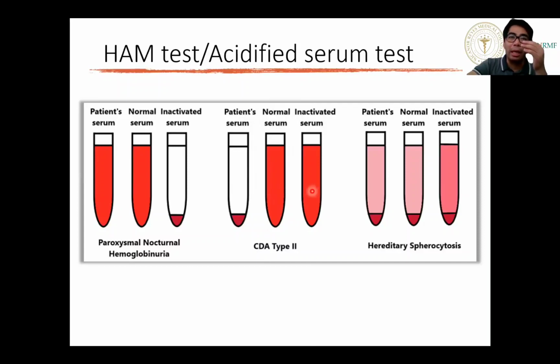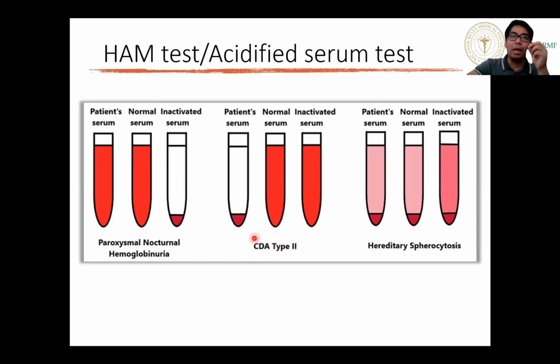Now, but if the result is like this, there is no hemolysis on the patient serum, but there is hemolysis on the other forms of serum, then this is CDA type 2. Okay? There are 3 different types of CDA, type 1, type 2, and type 3. CDA is also known as congenital dyserythropoietic anemia.